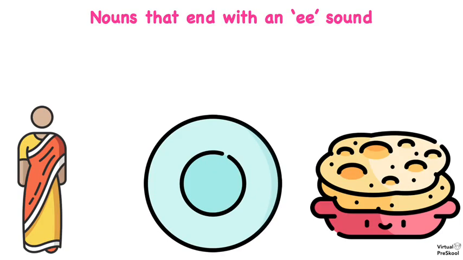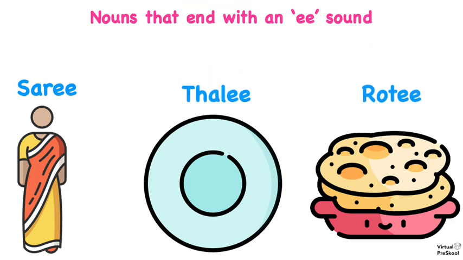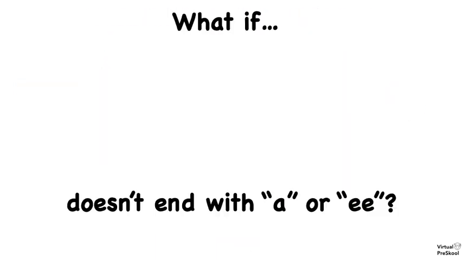Okay, let's learn rule number 2. If the Hindi word for the noun ends with an e sound, then it's a stri noun. Let's say that again. If it ends with e, it's stri, such as sari, thali, and roti. Did you hear how they all ended with e? So these are all stri.